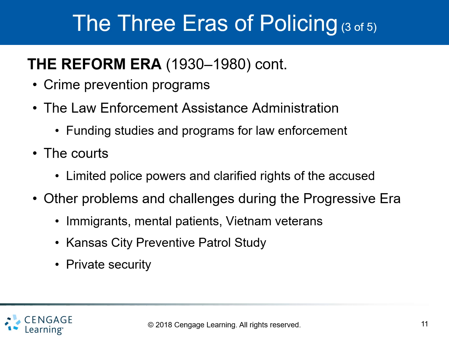In the mid-1970s, reform in policing had slowed due to questions of whether or not the progressive model was effective. There were other problems and challenges during the progressive era, those involving immigrants, mental patients, and Vietnam veterans. There was also a very famous study called the Kansas City Preventive Patrol Study. And also came the controversy and role surrounding that of private security.